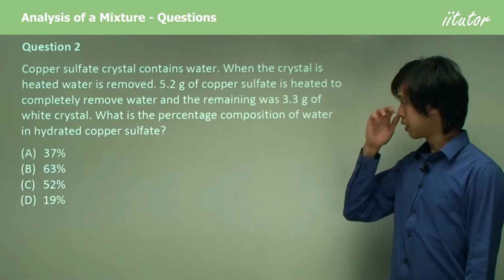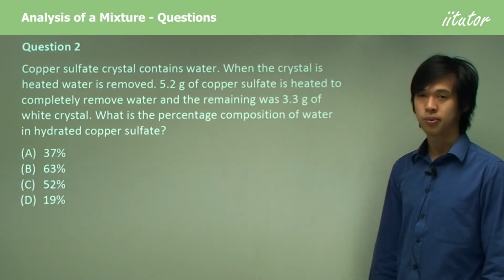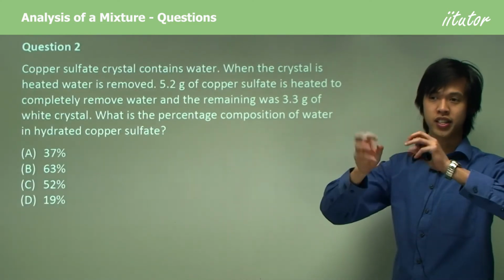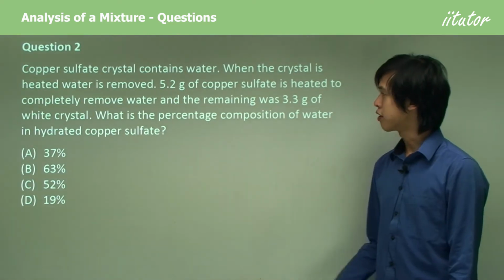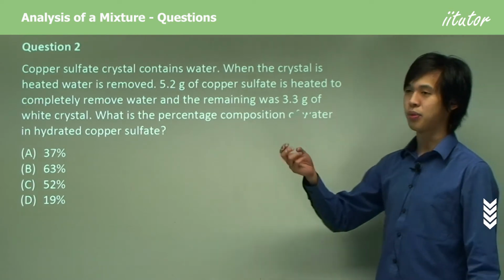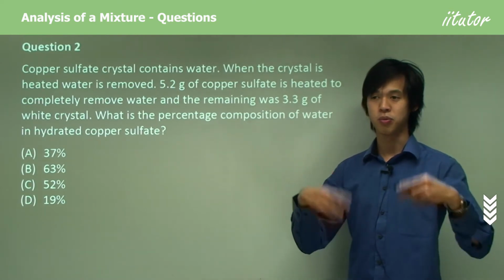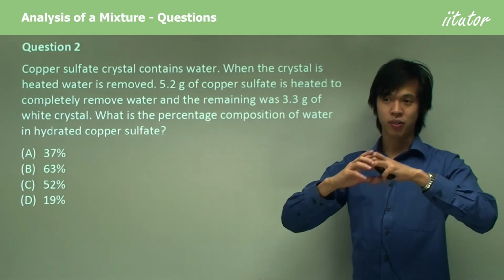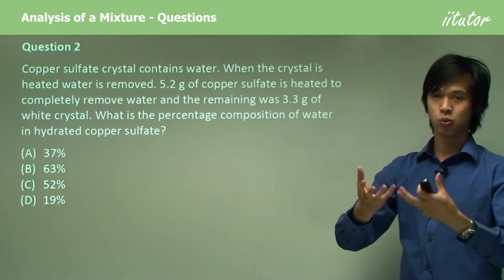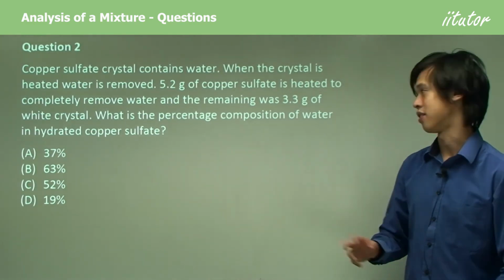Okay. So copper sulfate crystal contains water. When you have a crystal of copper sulfate, there's actually water inside that crystal bonded with the copper sulfate. And when the crystal is heated, water is removed. So when we heat the crystal, we actually emit water. So within the crystal of copper sulfate, that blue crystal, there's water. And when you heat that crystal, it emits water, which gives you just copper sulfate.